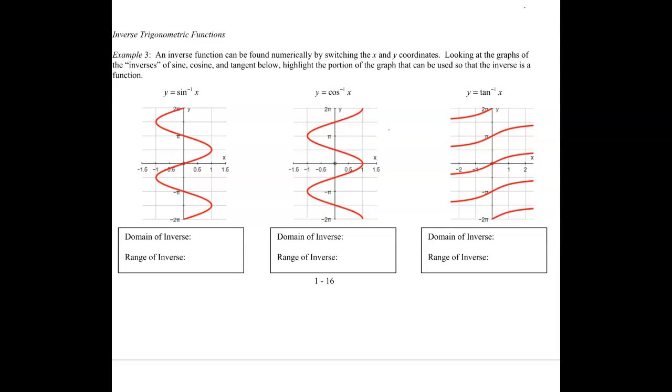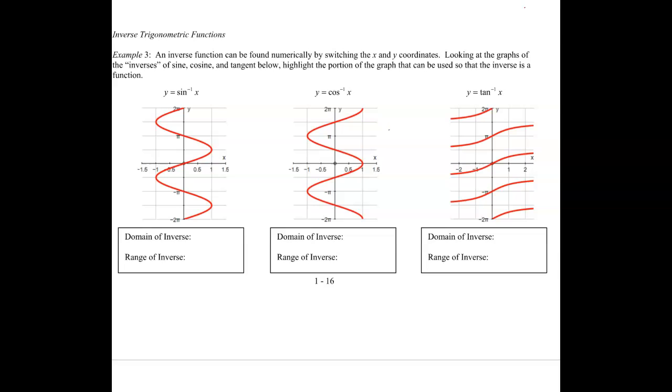And basically that's where we literally drew a line straight up and down, and if it touched more than one point, it was not a function. So that was really unfortunate. So looking at these graphs, they're not functions, because if I draw a vertical line here, it's going to touch more than one point. If I draw a vertical line here, it's going to touch more than one point. And if I draw a vertical line there, it's going to touch more than one point, which is a problem.